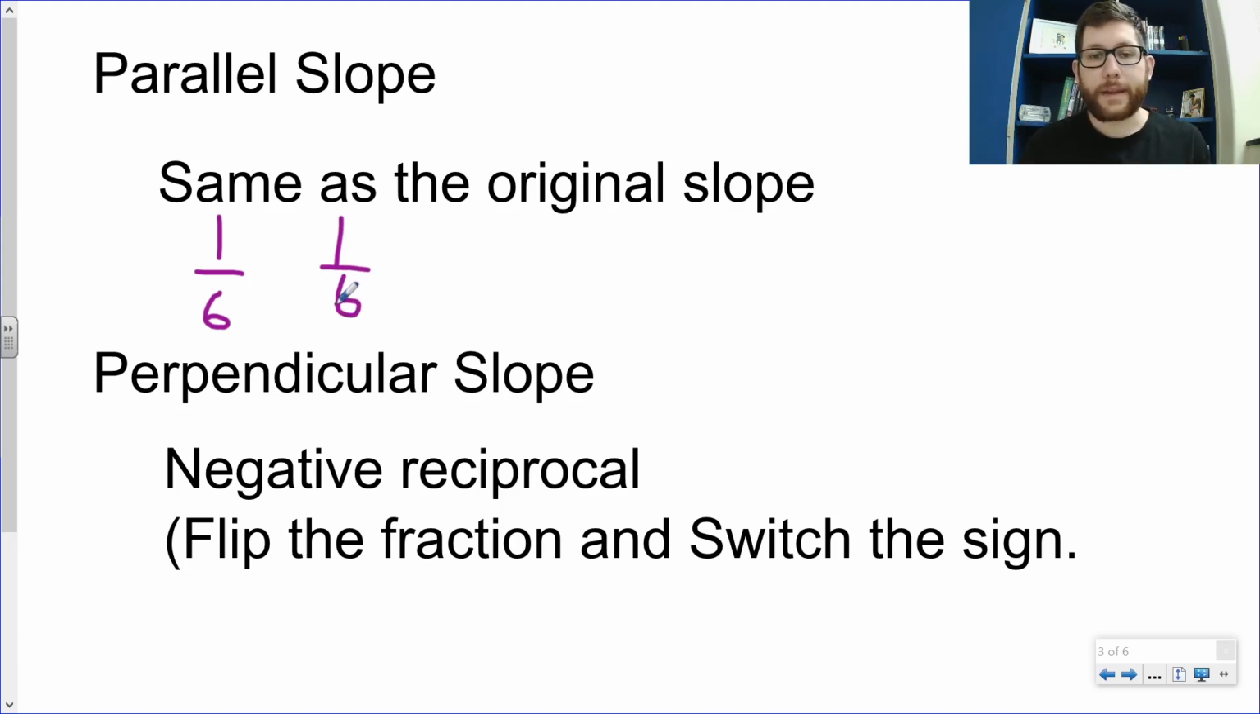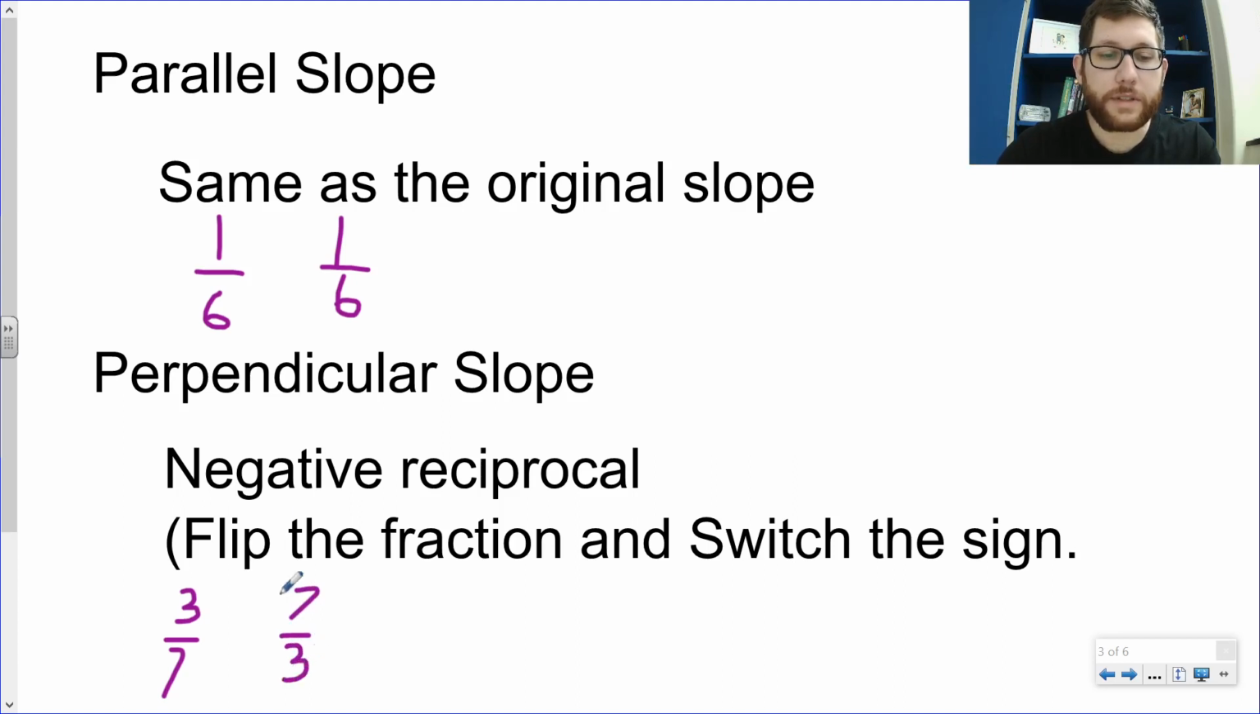Now let's try perpendicular slope. Let's try a different one. Let's say I've got a slope of 3/7 as my original slope. What would be my new slope for a perpendicular line? Now we're going to do two things. Actually, it's called one thing, the negative reciprocal, but it means two things. Reciprocal means we're flipping the fraction. So we're going to take that fraction and flip it upside down. Instead of 3/7, we're going to say 7/3.